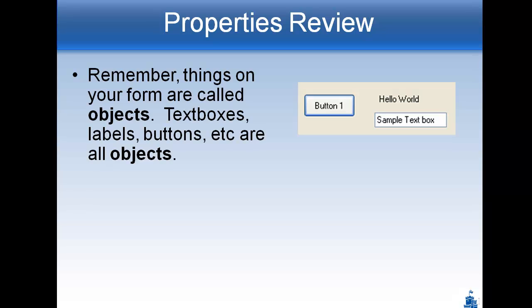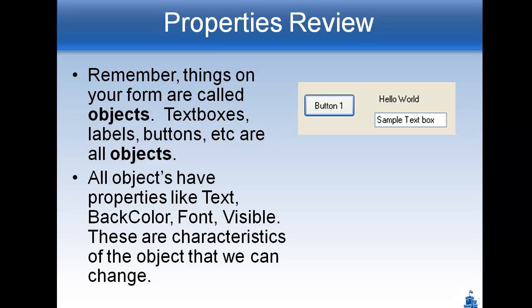So you probably remember that everything that you have on your form there, all the buttons, the text boxes, the labels, and all that, these are called objects. And so you can see some sample objects on the right side here, a label that says Hello World, a sample text box, and a button. These are all objects. They're just things that you have in your program. And every object has a whole large set of properties, right? Like the back color, the font, whether it's visible, the text, everything.